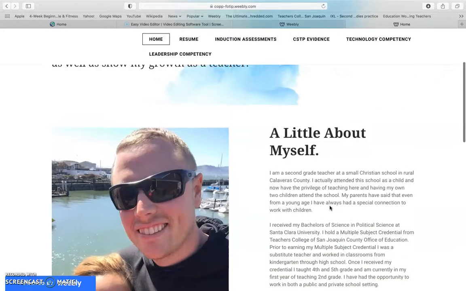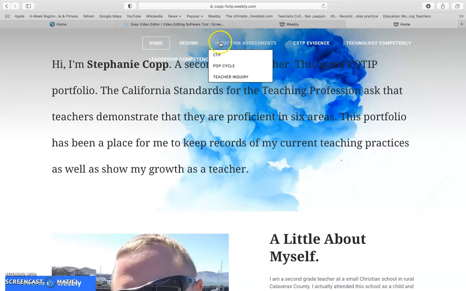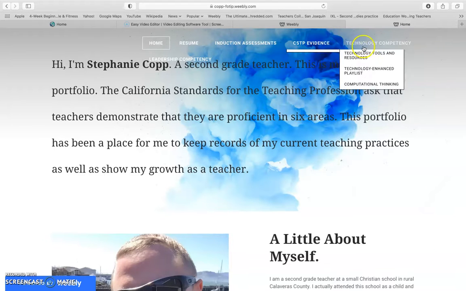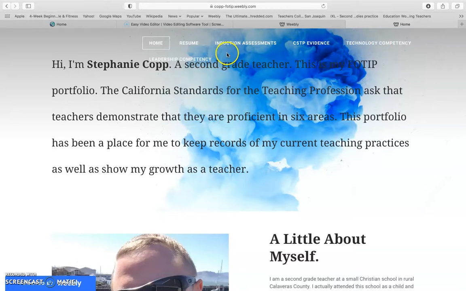Up at the top of the page, I have these different links to my resume, where I have kept up to date on my different extracurricular activities, as well as my work experience. I've also got my different assessments that we'll be diving into, such as the continuum of teaching practices, the POP cycle, which stands for pre-observation, observation, and post-observation, and a teacher inquiry. This page is my CSTP evidence broken down by all 6. I also have a technology competency and a leadership competency, which we will be getting to.